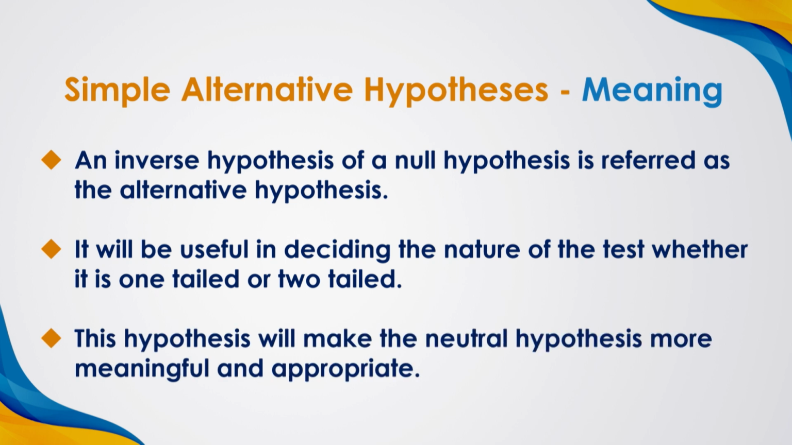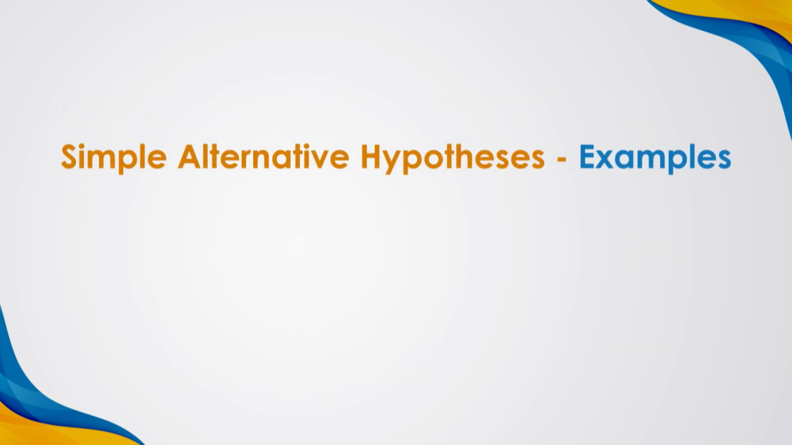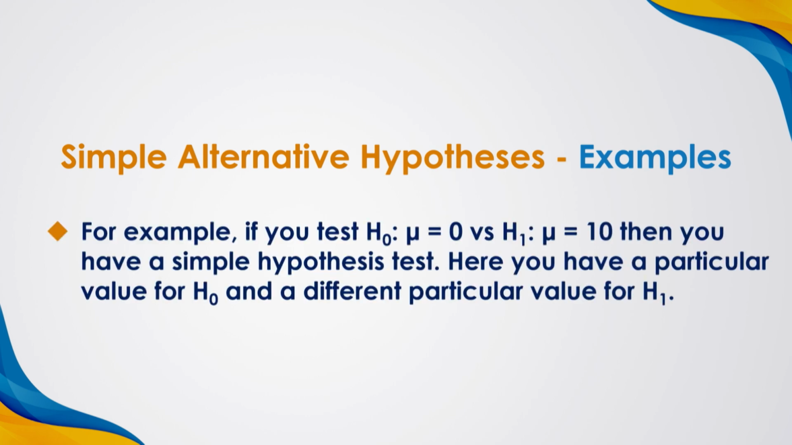Simply, the alternative hypothesis is meant for deciding the type of test, whether it is a one tail test or two tail test. Depending on the alternative hypothesis only, we can categorize whether it is a left tail test or right tail test. Simple alternative hypothesis examples. For instance, H0 such that mu equal to 0 versus H1 such that mu equal to 10.